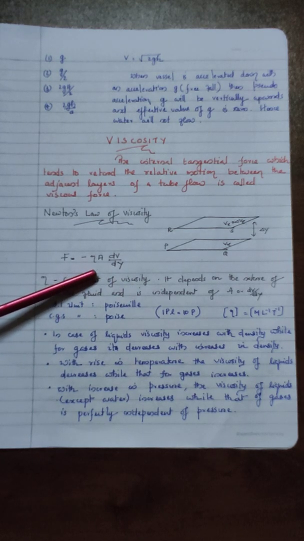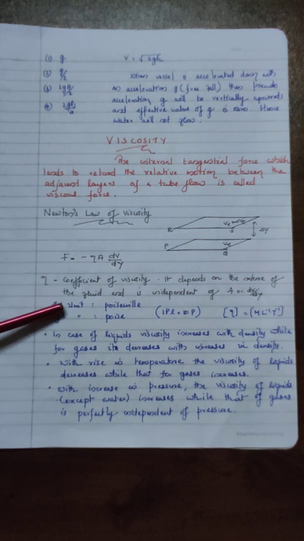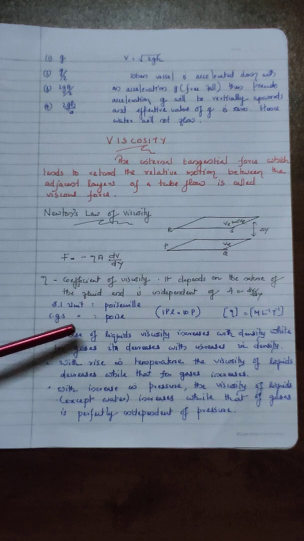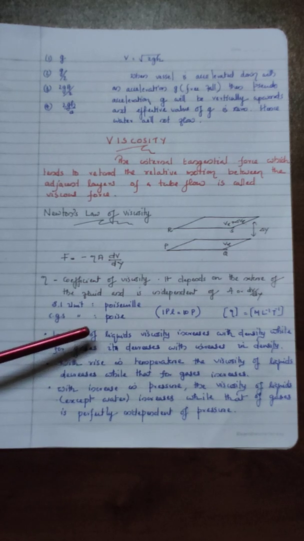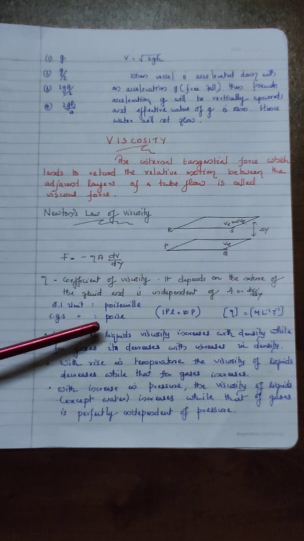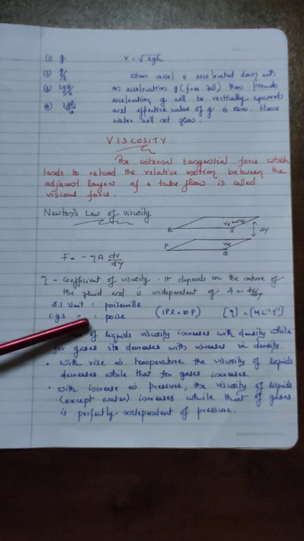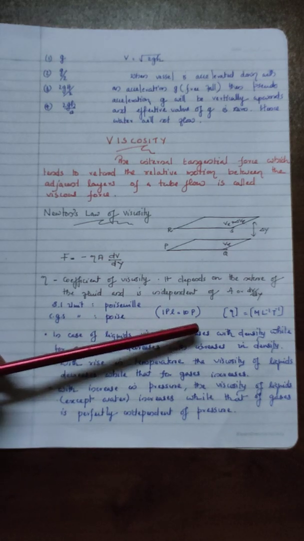That proportionality constant is called the coefficient of viscosity, and it depends upon the nature of the fluid and is independent of area or the velocity gradient. It is expressed in the SI unit Poiseuille, and in the CGS unit as poise. You should know the link between the Poiseuille and the poise: 1 Poiseuille is 10 poise. Its dimensions are a very important concept.